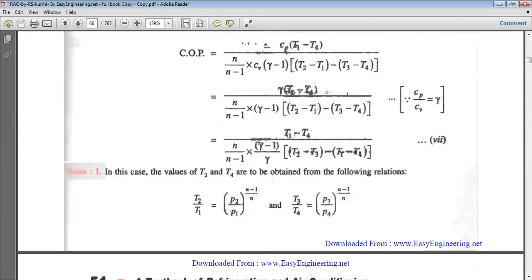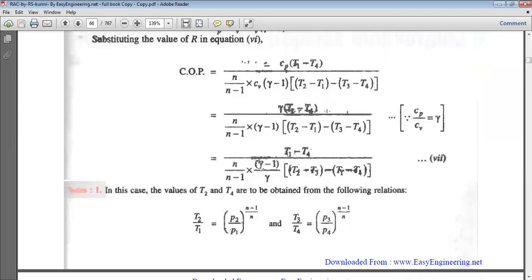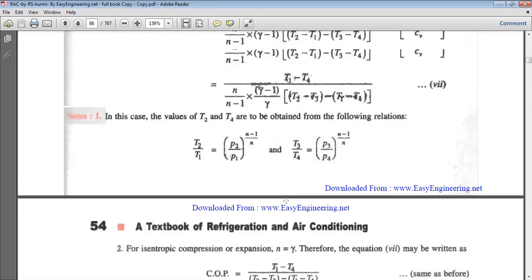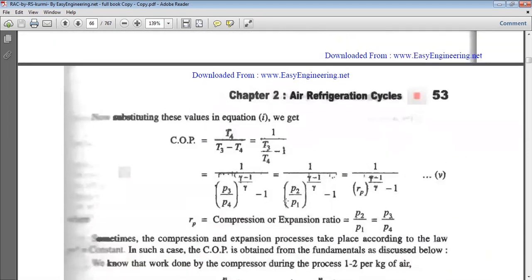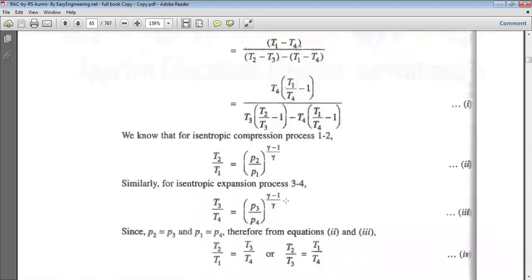Suppose it is an ideal case. What if the compression and expansion are adiabatic processes? Then it will follow the law n is equal to gamma. Compression and expansion follow the reversible adiabatic or isentropic law, so gamma must be equal to n. Writing n instead of gamma, the n by n cancels. What you are getting is T1 minus T4 divided by... This is the first equation of the ideal case we have derived.